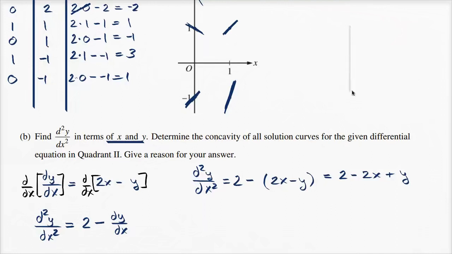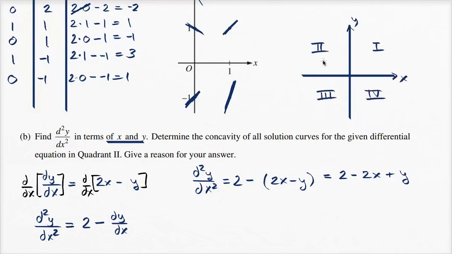Remember, if you're thinking about our coordinate axes, so if that's our y-axis, that is our x-axis, this is quadrant 1, this is quadrant 2, this is quadrant 3, and this is quadrant 4. So they're talking about quadrant 2. So what do we know about x and y in quadrant 2? We know x is less than 0, and we know y is greater than 0. So quadrant 2, let's write it like this. Quadrant 2, we know x is less than 0, and y is greater than 0.